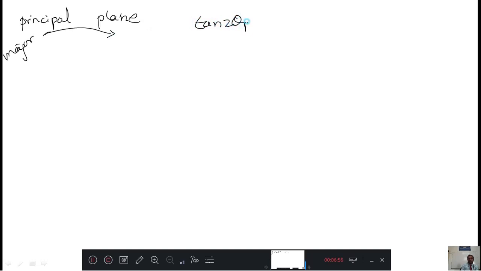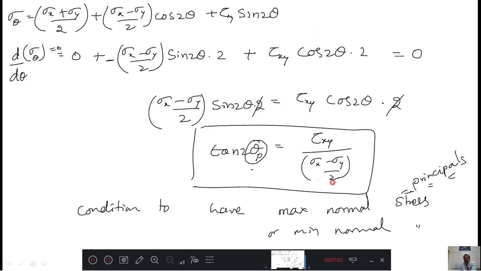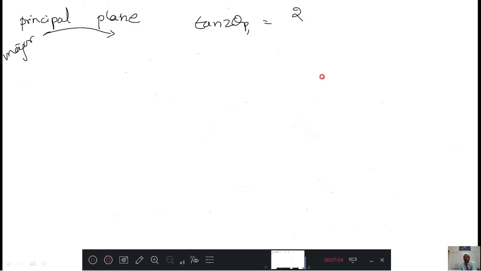Now you got that principal plane equation. But which principal plane? First I will consider the major principal plane. Major principal plane equation: tan 2 theta P1, this 2 will come to the top, therefore equals 2 tau xy divided by sigma x minus sigma y.